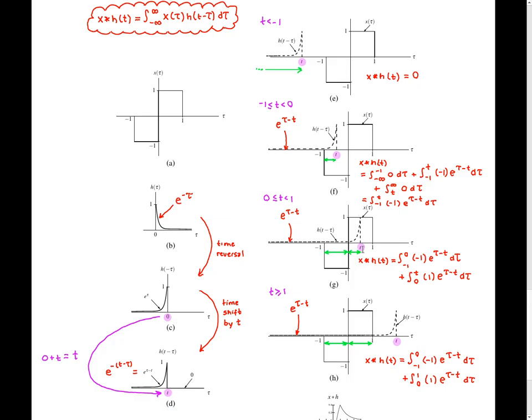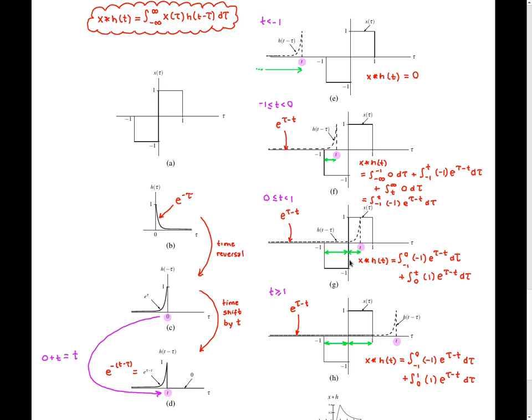So the next case that we have is t is somewhere between 0 and 1. So we need to recompute the convolution in this case. So again, we do a similar sort of process. The first thing we want to do is identify over the entire tau axis where the product of these two functions, x of tau and h of t minus tau, is non-zero. Because that's all we need to worry about when we're integrating, because if you integrate 0, you just get 0.